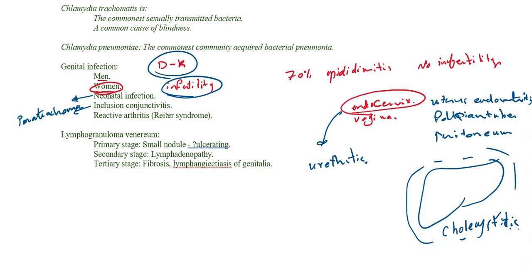And the last thing to consider is what's called Reiter syndrome. Reiter syndrome is a triad of urethritis, conjunctivitis, not trachoma, paratrachoma, and seronegative arthritis. So in this arthritis, you can't isolate chlamydia from the joints, but Reiter syndrome is very sensitive to tetracycline, which is the antibiotic of choice in chlamydia.